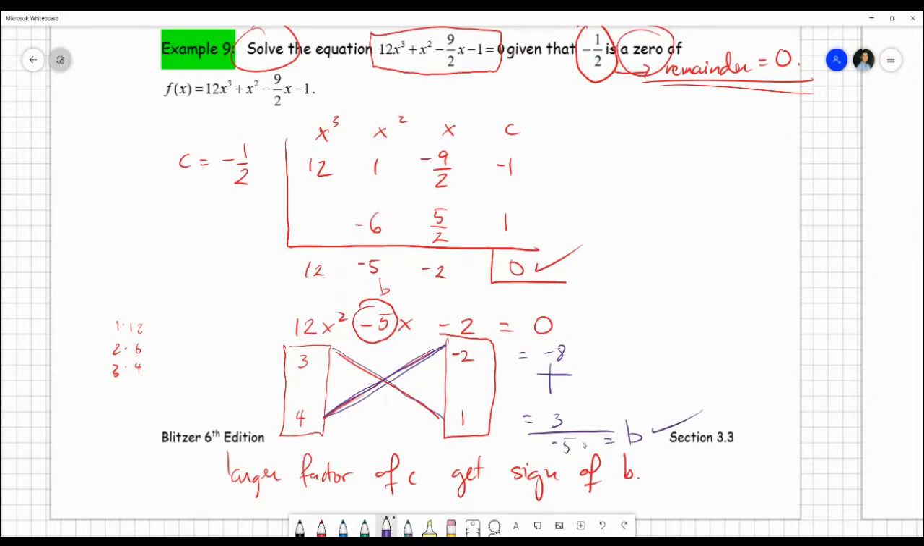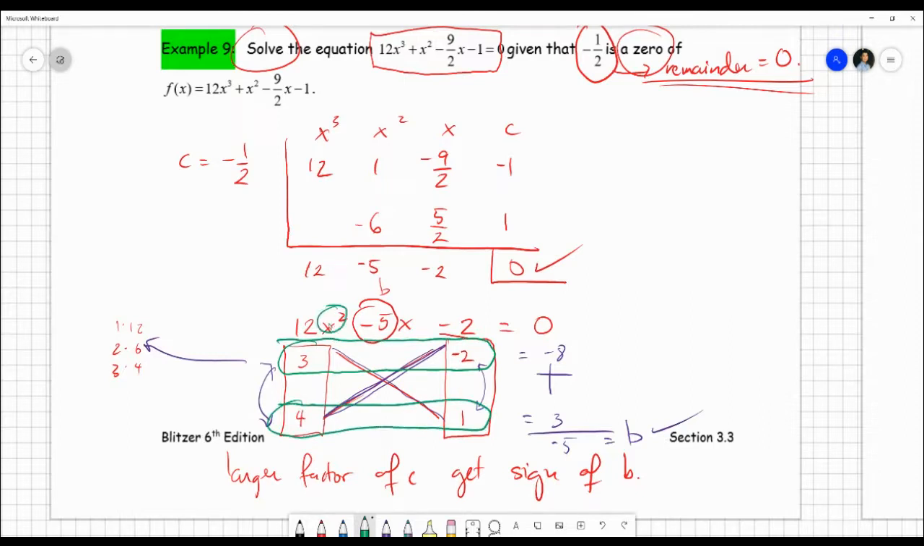So if you don't get the correct factors here, you can switch the order of these two. You can switch to different numbers or factors of a. You can swap these two. So you can do all kinds of things to try to get b. Okay. All right. So in order to write our factors, we're going to read it straight across like this.